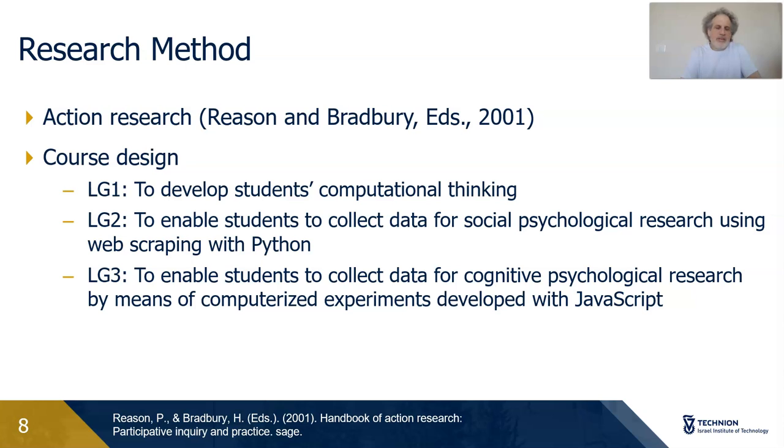As we had to design a new CS1 course, we decided to do the research using the action-based research method. And we designed the course with 3 learning goals. The first is to develop students' computational thinking. The second is to enable students to collect data for social psychology research using web scraping, and we did this with Python. And the third is to enable students to collect data for cognitive psychology research using computerized experiments, and this was done using JavaScript.